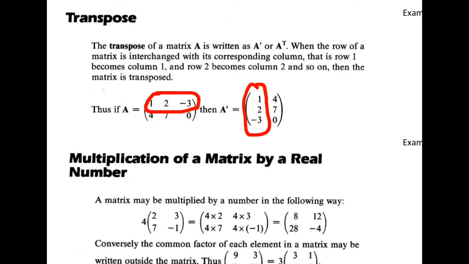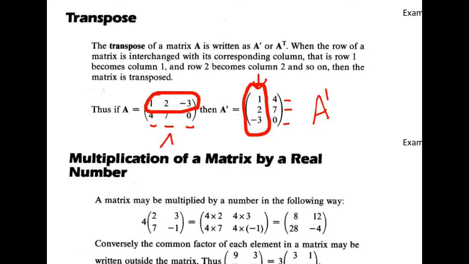Transpose of a matrix, and it's denoted by A prime. What does it mean? It means that you take the row, like 1, 2, and minus 3, and that row becomes the column: 1, 2, minus 3. Same with this one, the row is 4, 7, and 0. You make that into a column: 4, 7, and 0. What you get is a transpose of A.